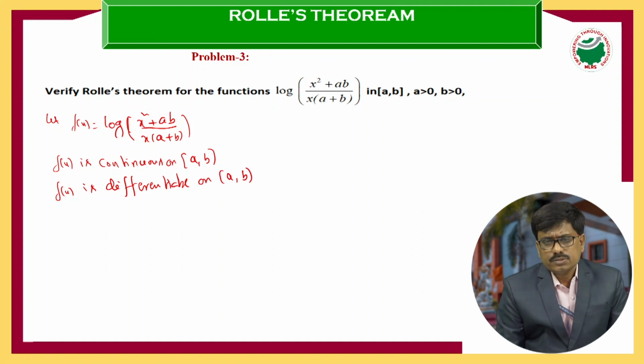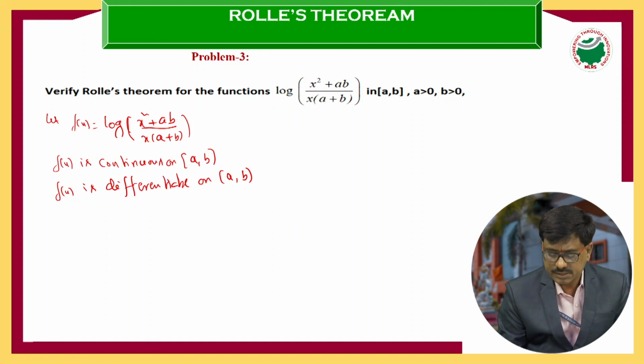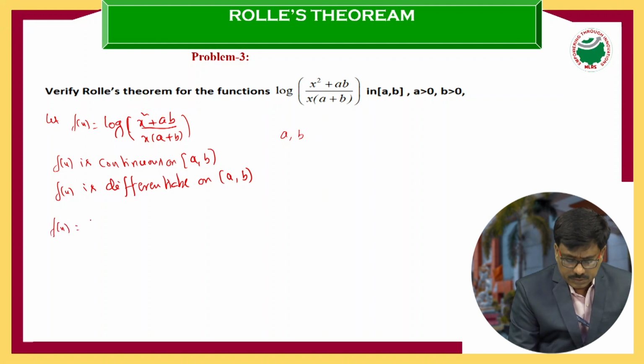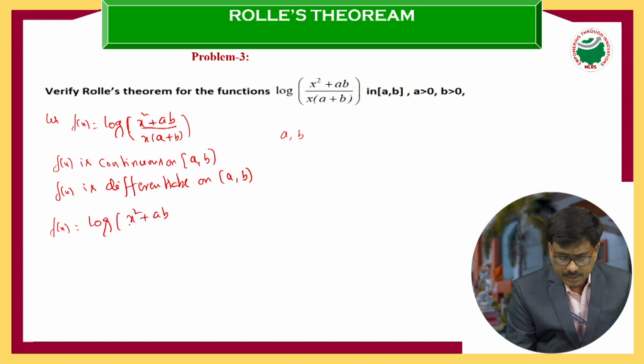What we need to calculate is the third condition: whenever we substitute the a value and whenever we substitute the b value, both values must be equal. What is a in this case? A itself, b is also a fixed value now. Let us simplify this function. F of x is equal to log of x square plus ab whole divided by x into a plus b.